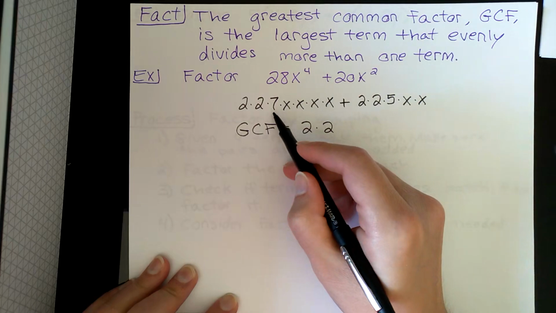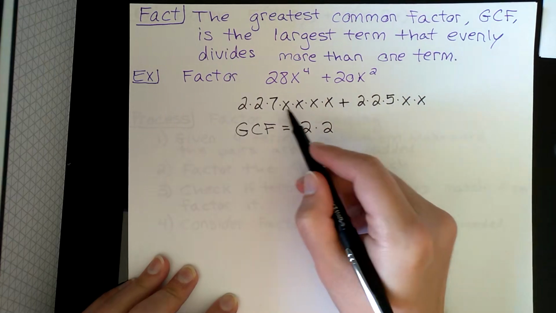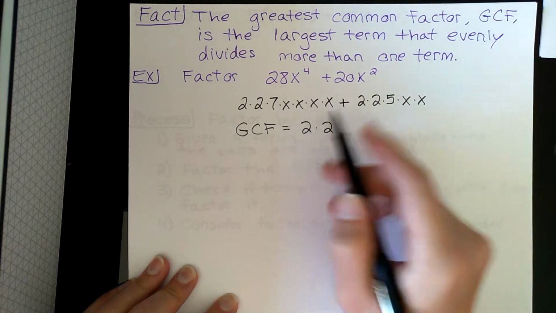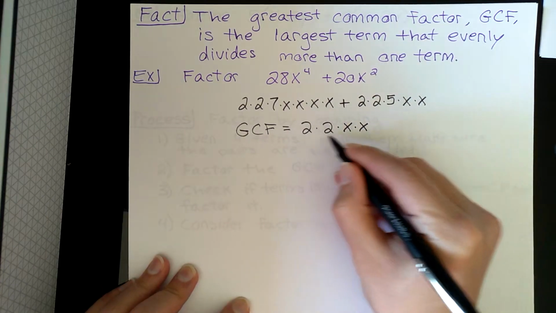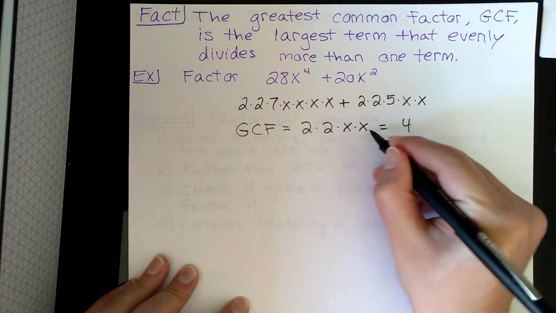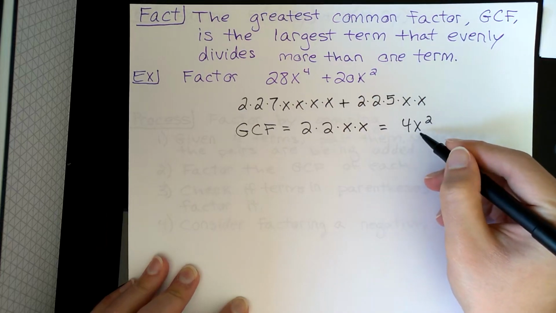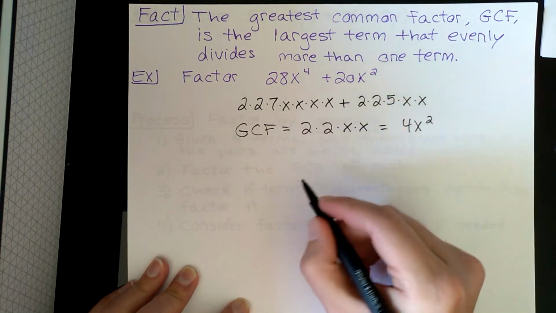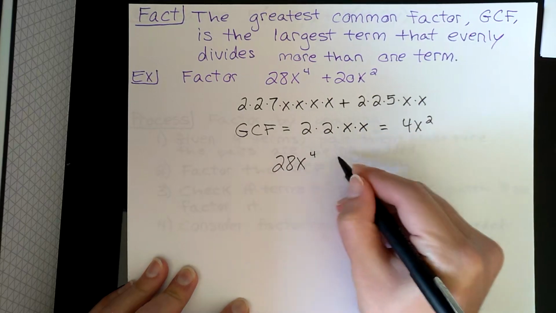This term has a 7, but this term does not, so that's not common. This term has a 5, but this term does not, so that's not common either. But both terms have 2 x's, so we will put 2 x's, which means the greatest common factor is 2 times 2, or 4, times x times x, or x squared. This is the greatest common factor, the largest value that we can factor from each of these original terms. So when you do that, I'll go ahead and rewrite this here.